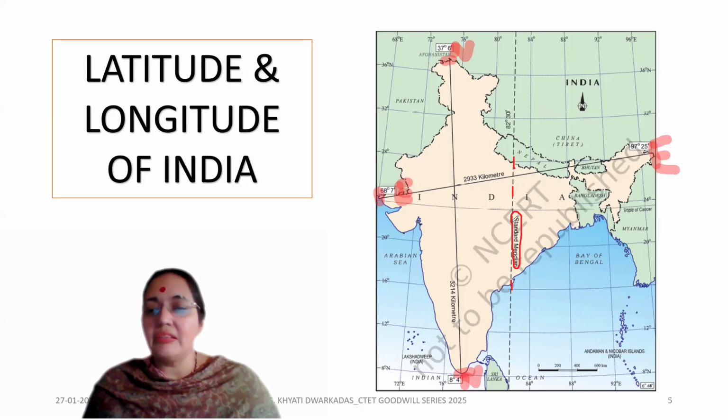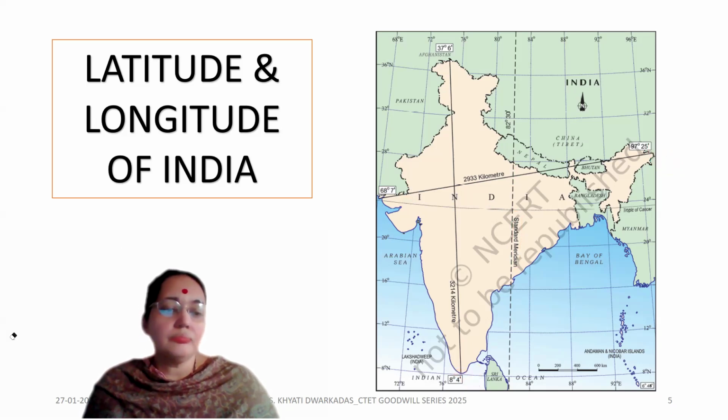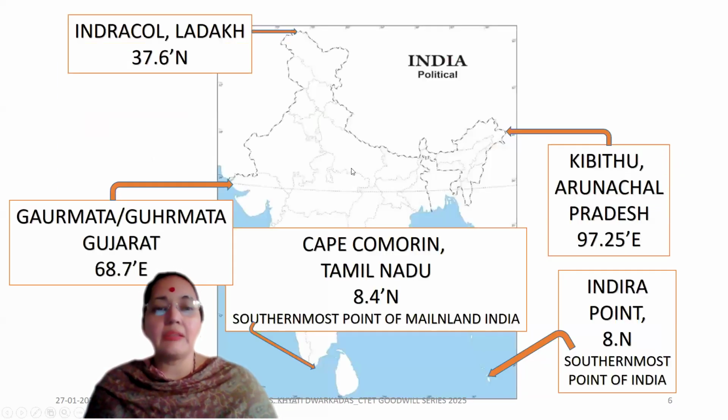And this Indian Standard Time keeps the entire country's time at 1 clock only, so that we are not confused about why it is 12 noon in Gujarat and why it is 2 p.m. in Arunachal Pradesh. So we need to keep that in mind. Now we shall move to the next point.